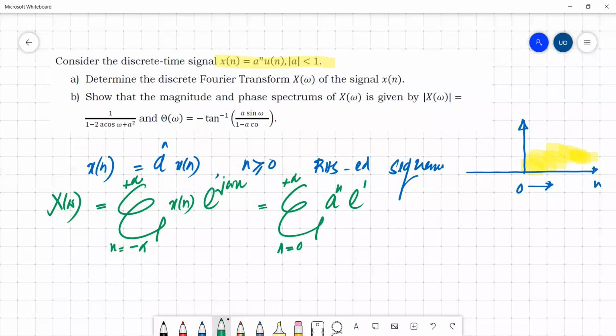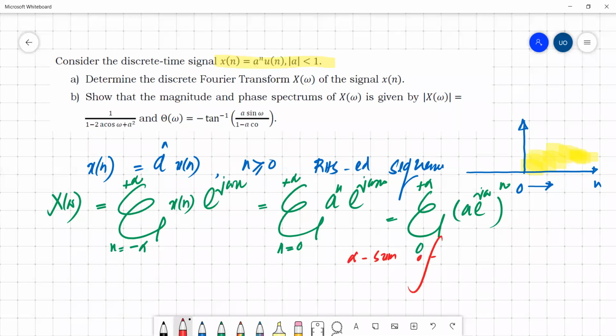e to the power j omega n. So then we can further simplify it. It's the sum from 0 to plus infinity of a e to the power j omega to the power n. So now this is an infinite sum of a geometric series.